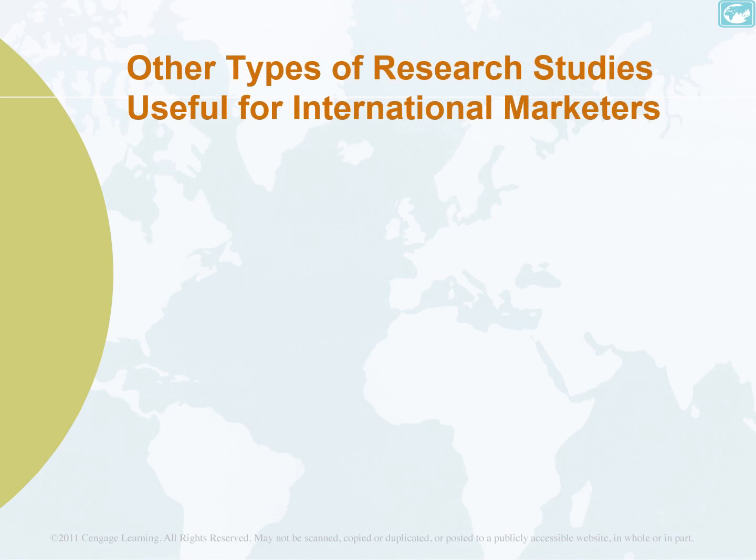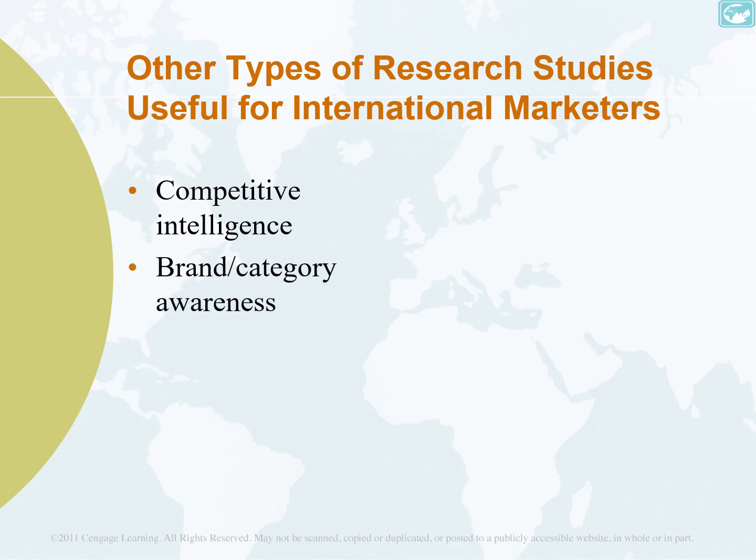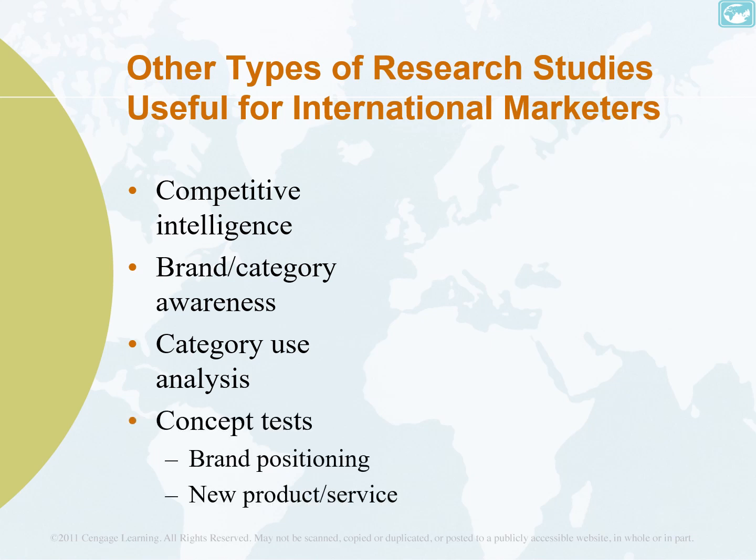Also, there are other types of research studies useful for international marketers, like competitive intelligence. You may have brand category awareness, category use analysis, use of the product in the product category, and concept tests of new product concepts, new branding concepts, their brand positioning strategies, and the new products and services that they introduce.